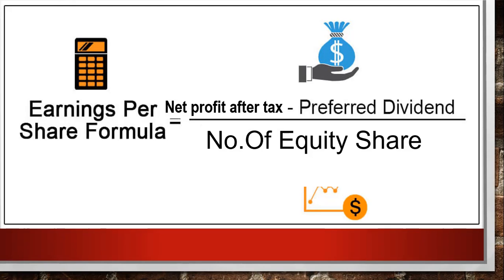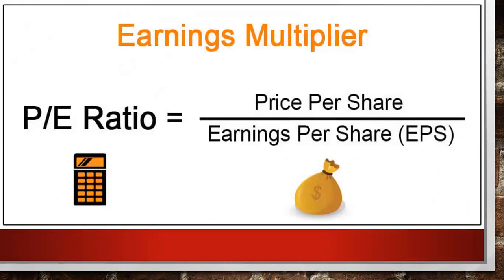So you will get earning per share by calculating this formula. Your formula is net profit after tax minus preference dividend, so you will get the net profit available for equity shareholders. You have to divide it by the number of equity shares held by the shareholders. So you will get the EPS, earning per share. After calculating this, you have to calculate the price earning ratio. The PE ratio means price upon earning. Price means market price, and earning means earning per share.